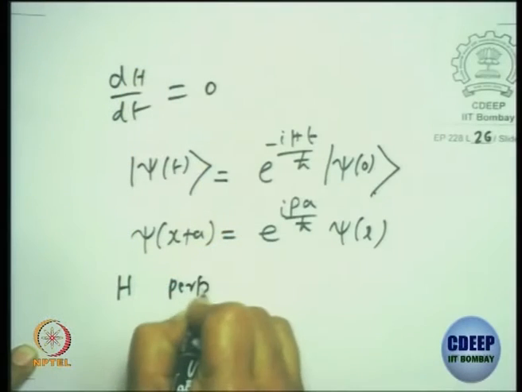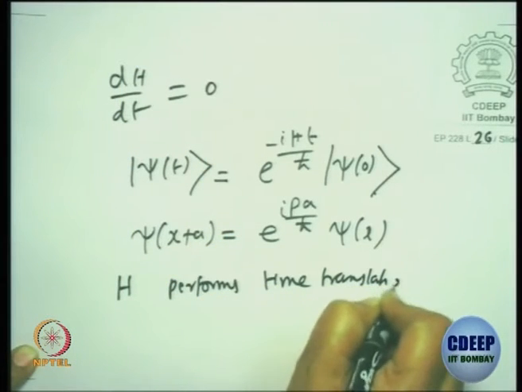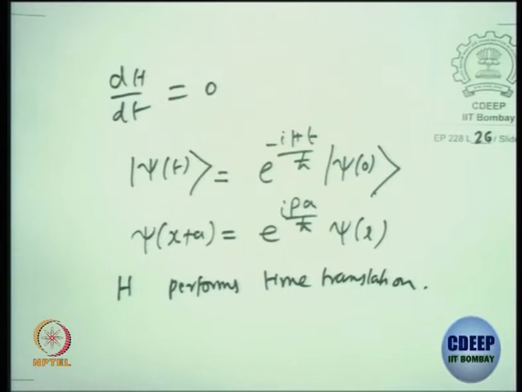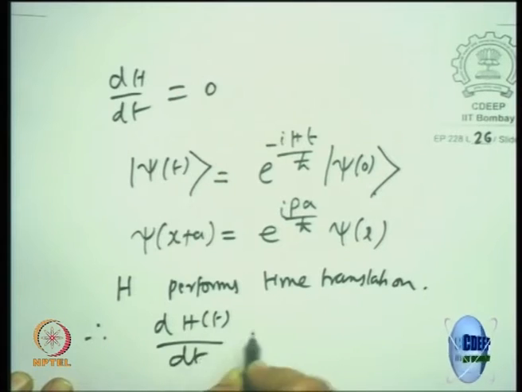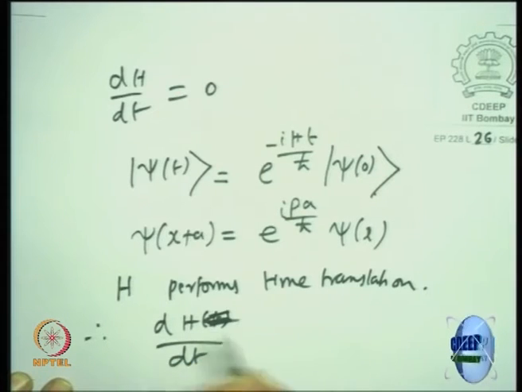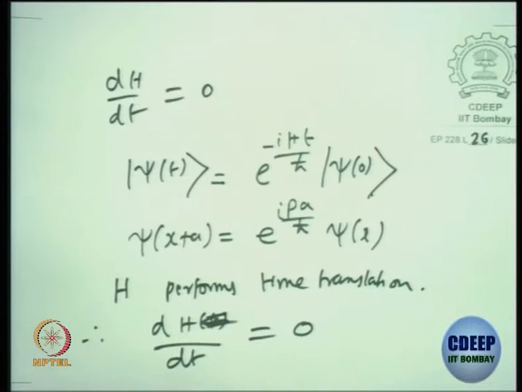So we can say H performs time translation. Therefore, dH of t by dt in the Heisenberg picture, anyway, in any picture, the Hamiltonian is the same, it's independent of time, so it has to be 0. Which means time translation invariance is lost if your Hamiltonian has time dependence.